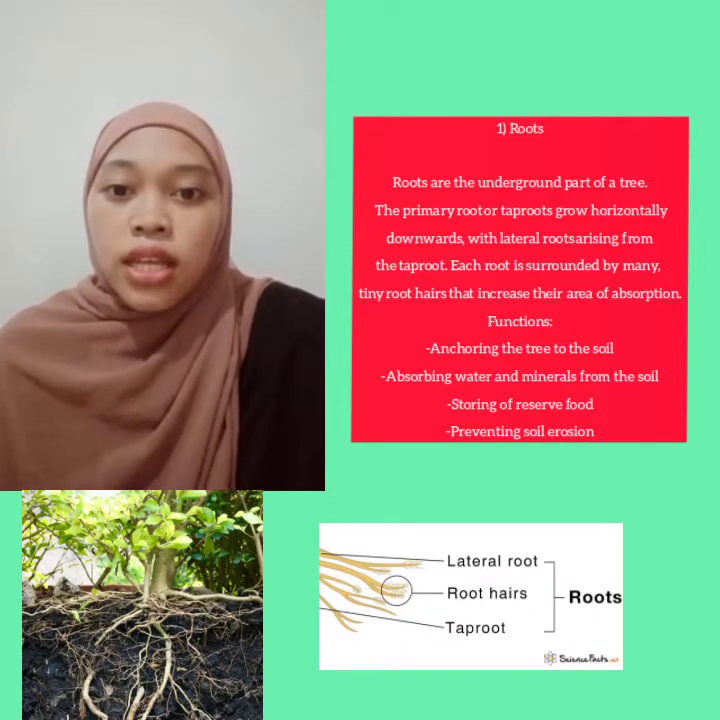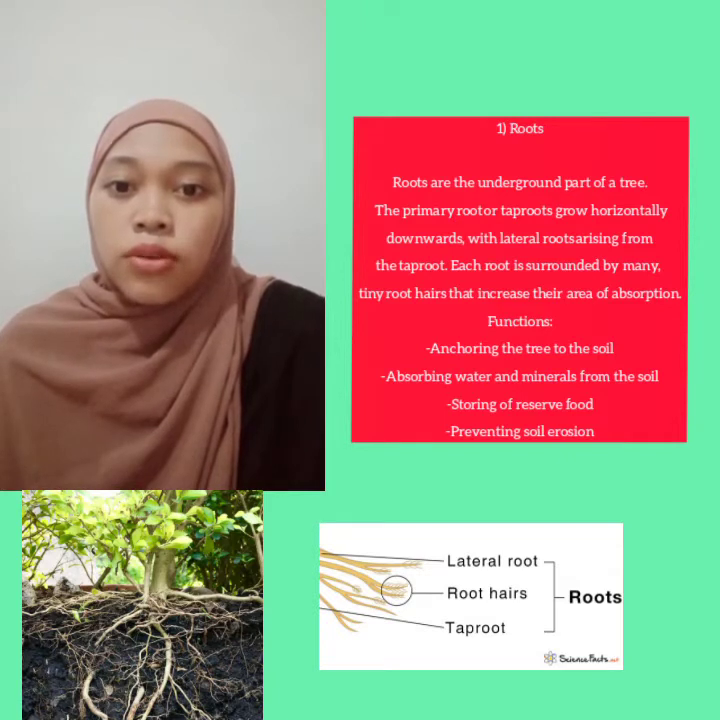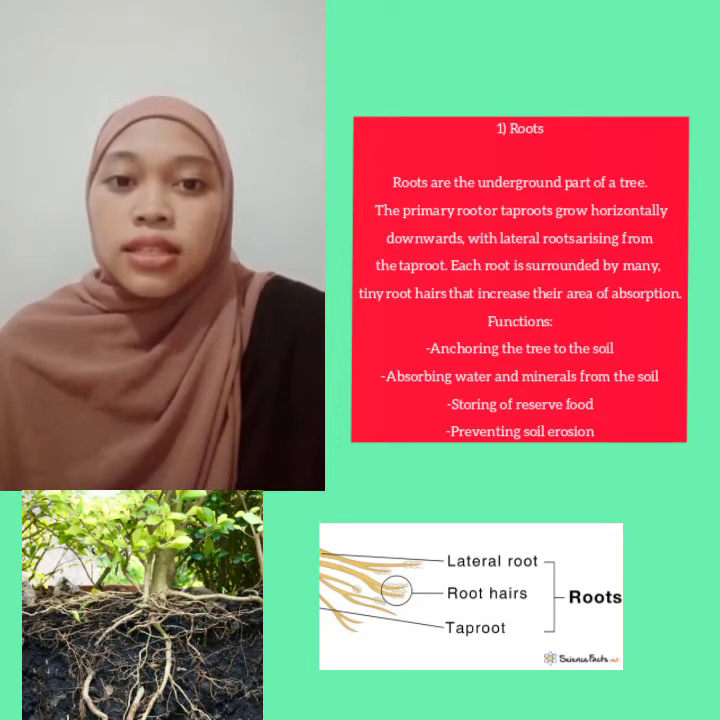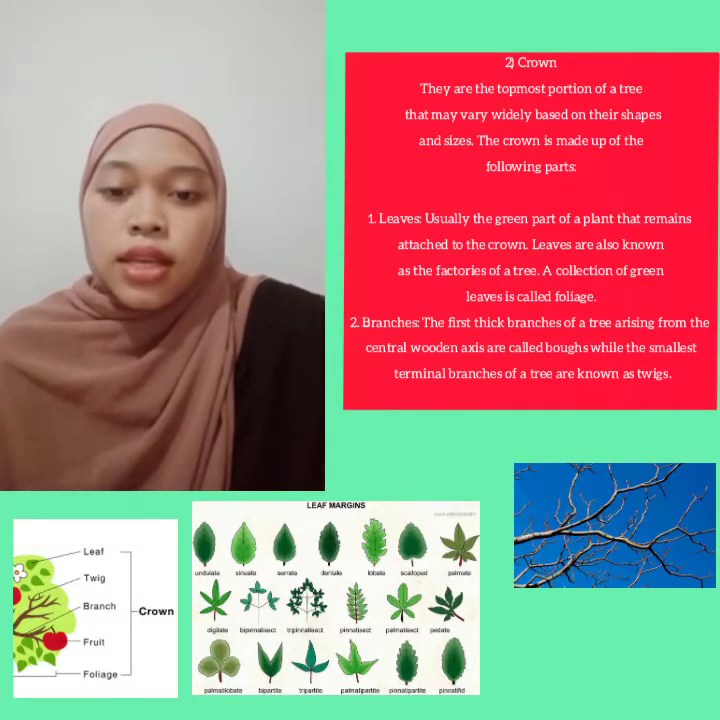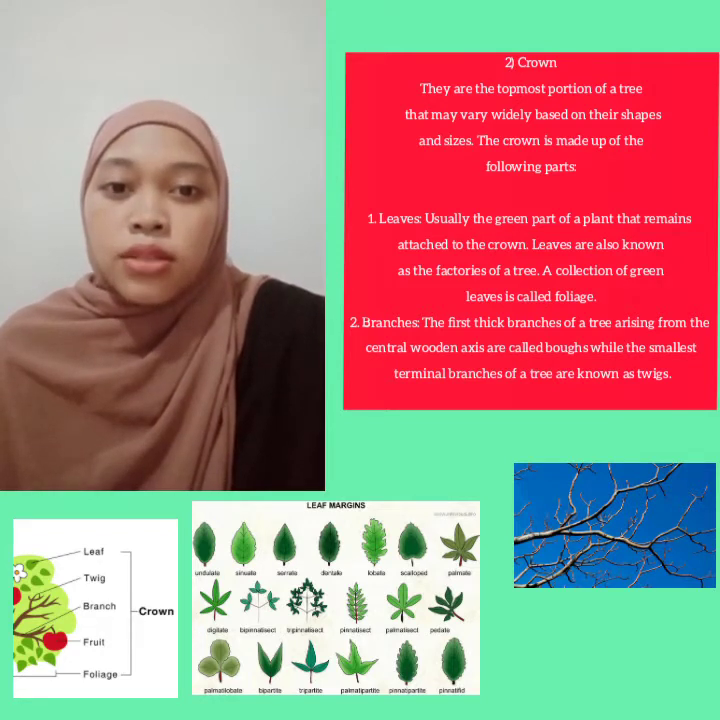1. Roots. Roots are the underground part of a tree. The primary roots are tap roots, which grow vertically downwards, with lateral roots arising from the taproot. Each root is surrounded by many tiny root hairs that increase their area of absorption. Functions: anchoring the tree to the soil, absorbing water and minerals from the soil, storing reserve food, preventing soil erosion.